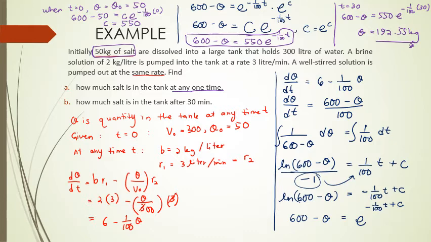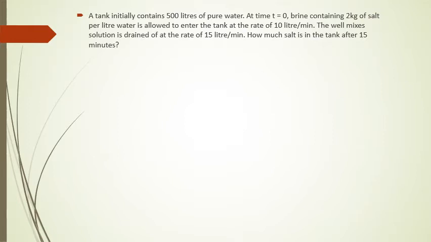So next, next. Okay, we go to second example. Okay, this is example for not equal, R1 is not equal to R2. Okay. So a tank initially contains 500 liters of pure water at time t equal to 0. Okay, brine containing 2 kilo of salt per liter water is allowed to enter the tank at the rate of 10 liter per minute. Okay, the well-mixed solution is drained off at the rate of 15 liter per minute. Okay, how much salt is in the tank after 15 minutes? Okay, dia nak tanya lepas 15 minit ada berapa lagi mixture of salt dalam tank.